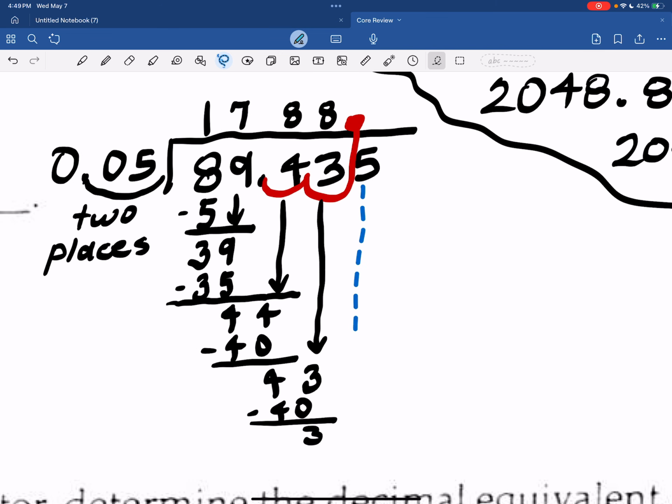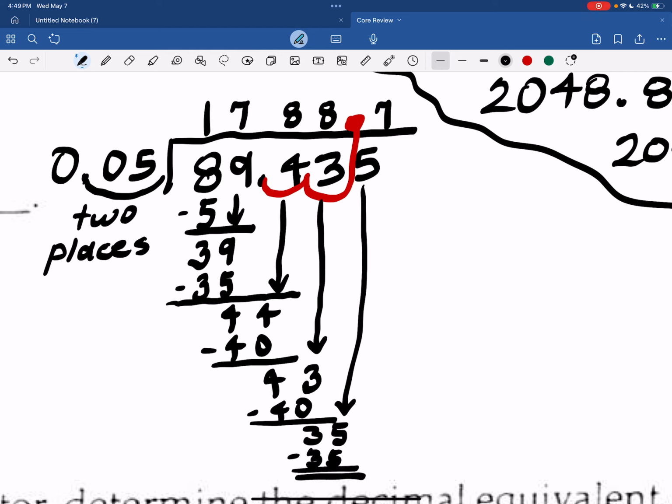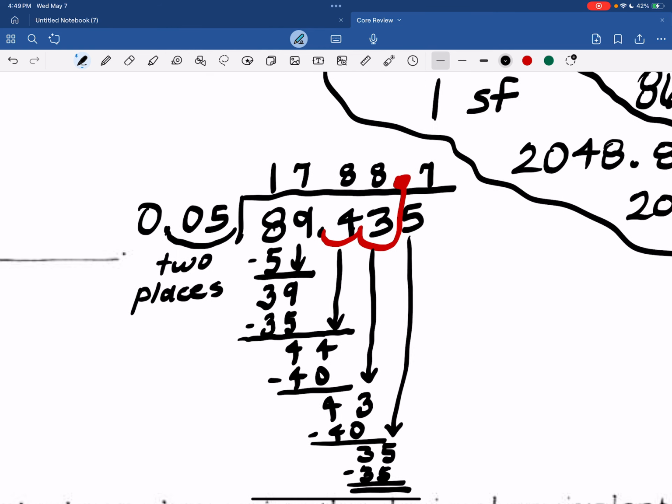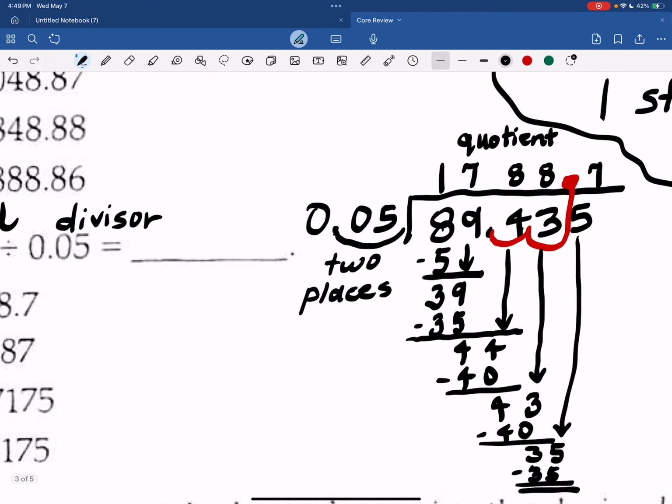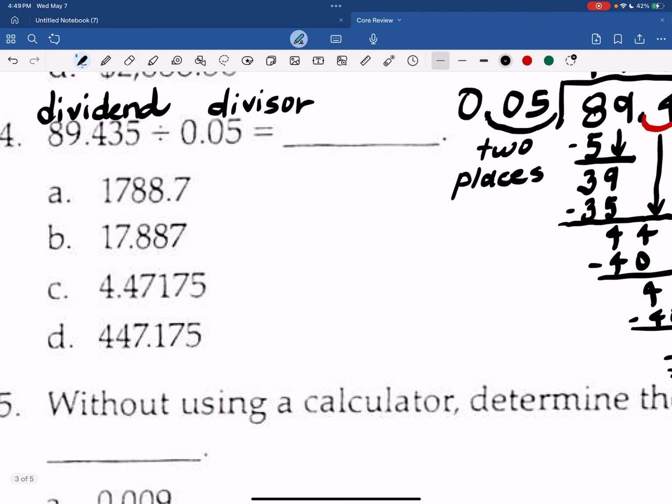And finally, we bring down this last number. 5 into 35 goes 7 times, and that comes out to 0. That terminates right there. So my answer, which by the way is called the quotient, is 1788.7. And there it is. Look at B. If you don't move the decimals, you will get B as your answer.